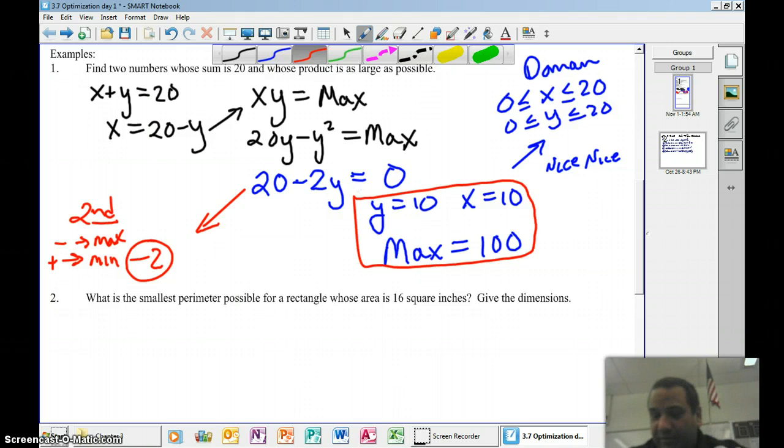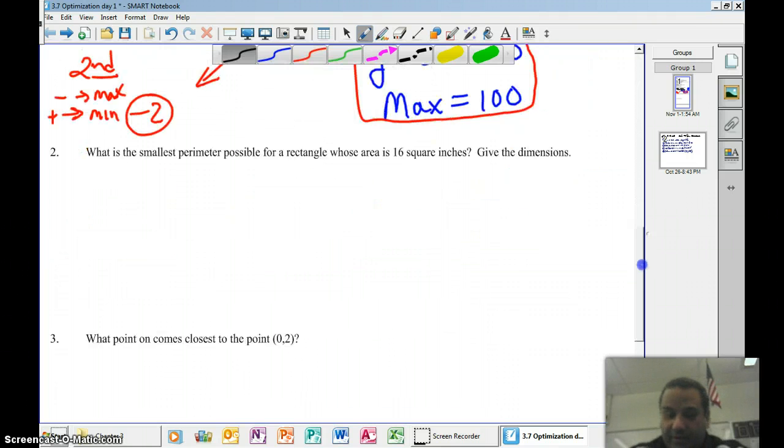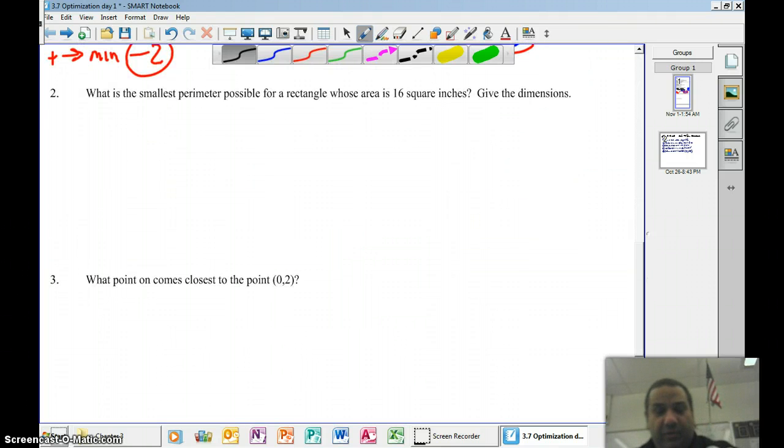Let's do another example. What is the smallest possible perimeter for rectangles whose area is 16 square inches? Well, I guess we can have our base and height between 0 and 16. I don't think it could equal 0 because then we wouldn't have a rectangle, so I'll leave an open circle here. This is just for the person doing the problem, so I know that if I get an answer that's out of the ordinary, we have to examine it.